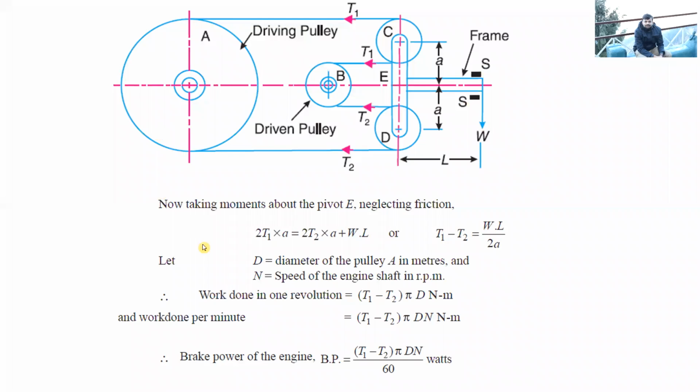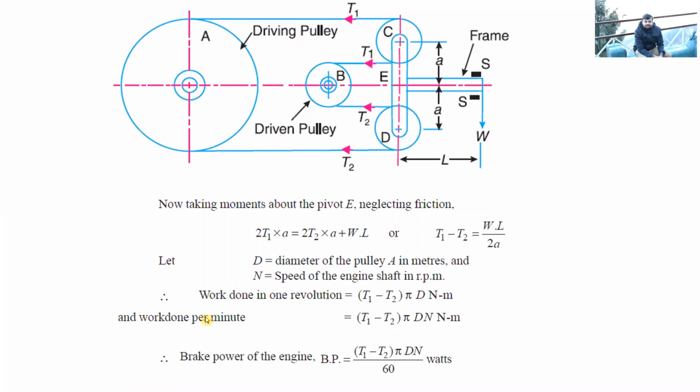Capital D is the diameter of pulley A, and N is the speed of the engine in RPM. So work done in one revolution will be 2 into T1 minus T2, that is the torque, multiplied by the distance. What will be the distance traveled in one revolution? That will be pi into D, the circumference of this pulley. And in 1 minute we multiply it by N, that is the rotations per minute, RPM.